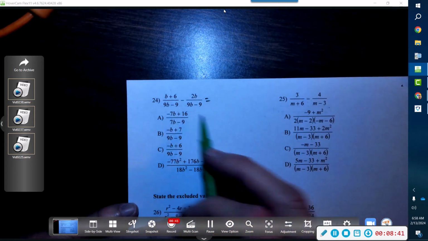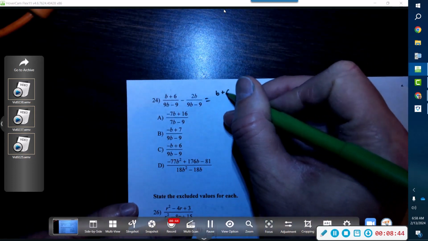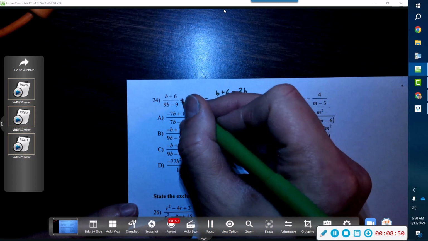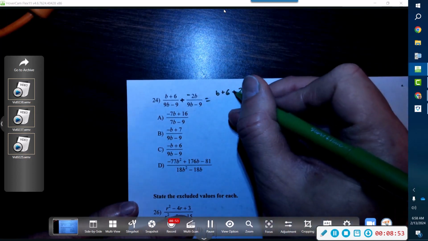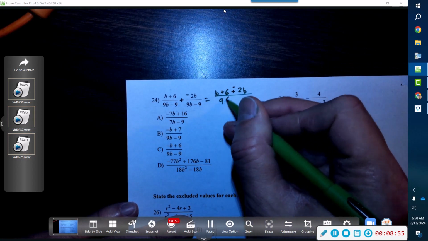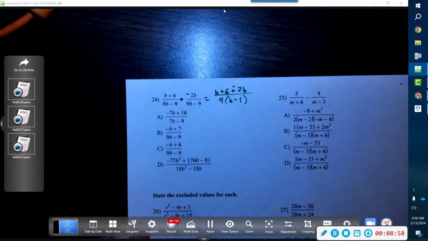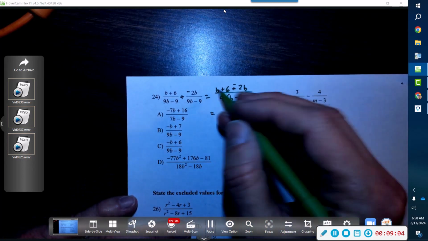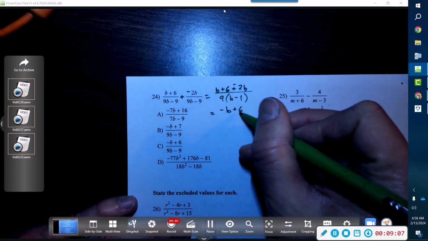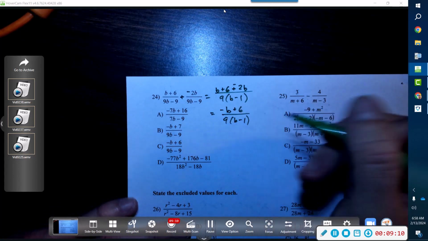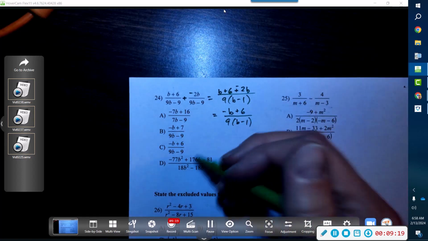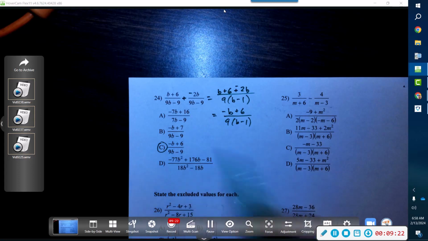These guys have a common denominator, so I can literally just go b plus 6 minus 2b. So we could do this if you prefer. Okay, and then we've got a 9b minus 1. I just factored out the 9 for no reason. Let's just see if it helps us. We've got a negative b plus 6 over 9b minus 1. So it looks like this is it right here. It looks like they did not factor out the 9. Whatever, it doesn't matter. Sometimes you want to be comfortable in both situations, but that is the answer there.